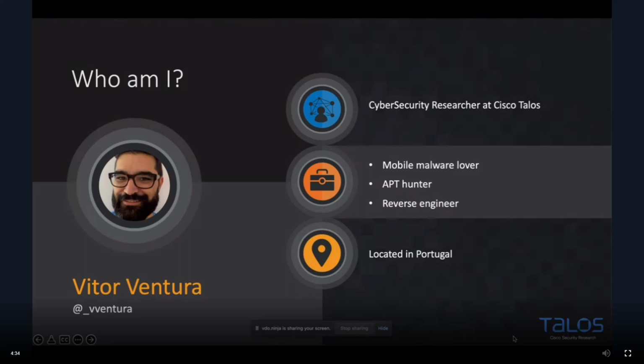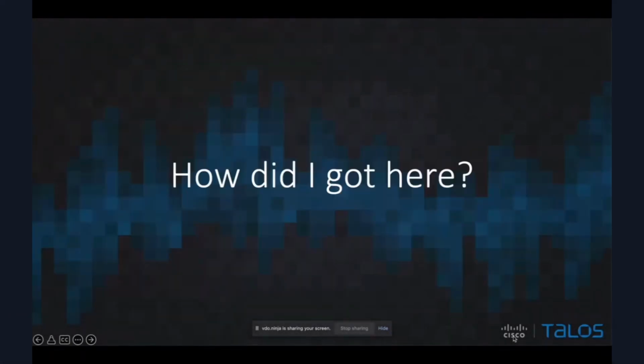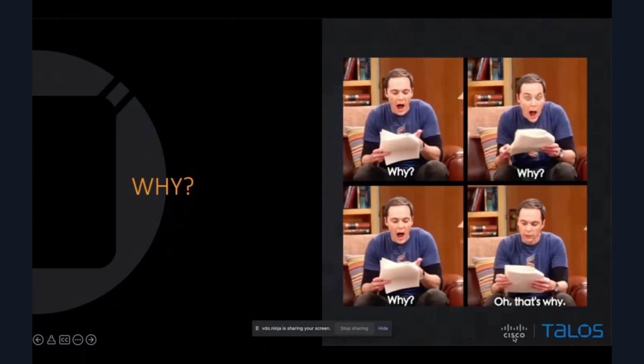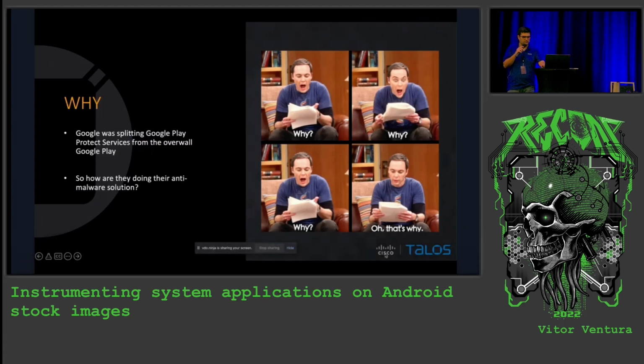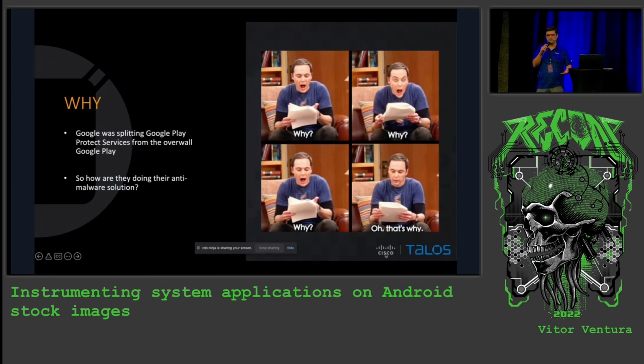So, I work for Cisco Talos, and I'm here to talk to you about how we can do dynamic analysis on Android. So, first of all, how did we get here? I was having a chat with a good friend about how Google does their anti-malware solution. At the time, I found out that they were splitting the Google Play Protect services from the whole framework of Google Play Protect. So I thought, well, maybe this is a good time to do reverse analysis and understand how they do it, how they protect stuff.